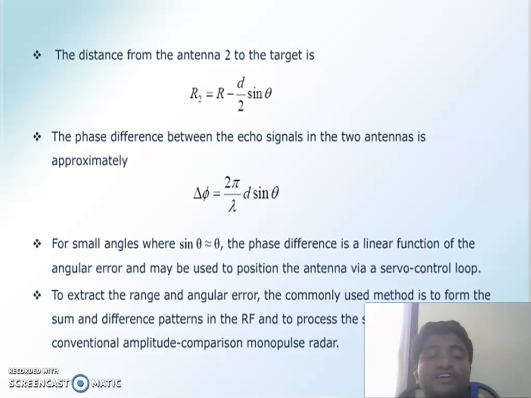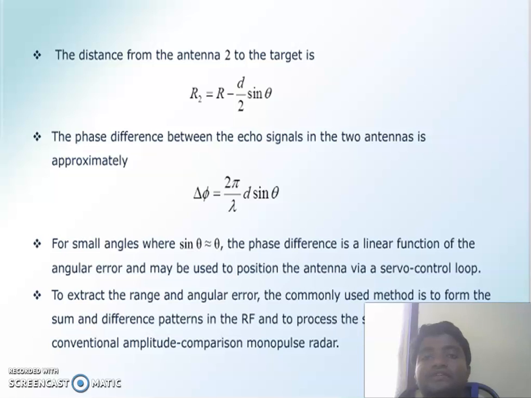theta. The phase difference between the two echo signals in the two antennas is delta phi equal to 2 pi by lambda times d sine theta. Already we know if the angle is small, sine theta becomes theta. That means the phase difference is a linear function of the angular error. That means it is used to position the antenna via a servo control loop. This is about phase comparison monopulse radar.